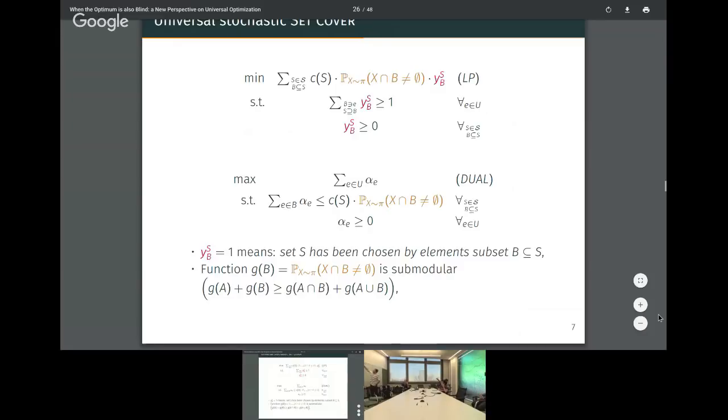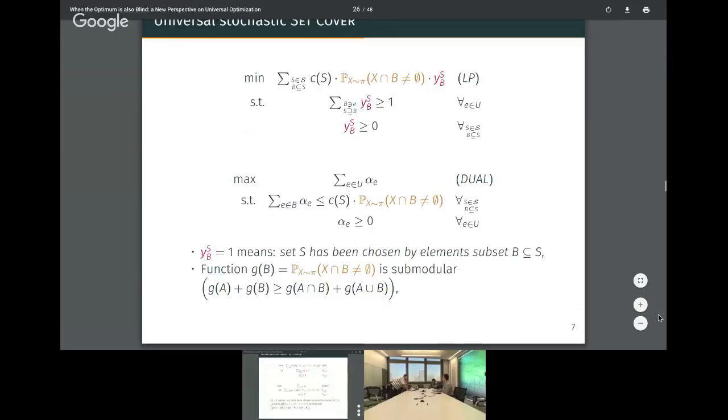So each scenario is a set, right? Each scenario is a subset of elements. So these are the elements that you have to cover. The family of subsets that you have is fixed. In each scenario, you have the same family.